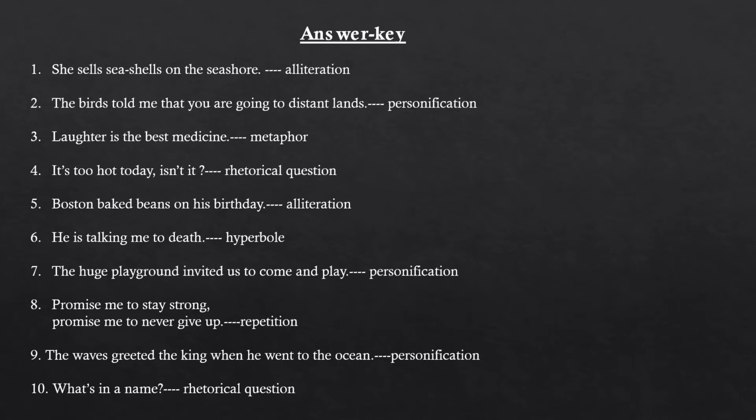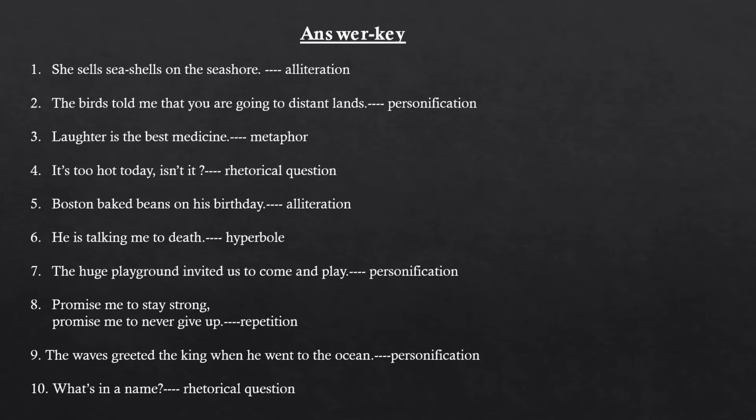Next sentence, promise me to stay strong, promise me to never give up. This is an example of repetition because this particular phrase, promise me, has been repeated twice in this example for effect. So, this is an example of repetition.